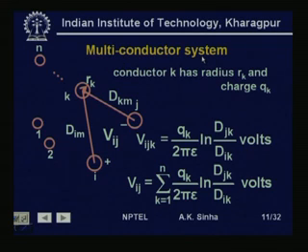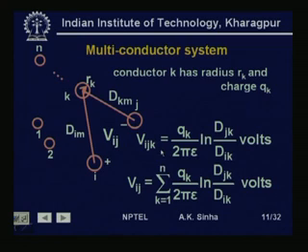Now, since we have found out the electric field strength and the voltage between any 2 points for any charged conductor, we can extend it to a multi-conductor system. Let us say that we have a system of n conductors with any conductor k having a radius r k and a charge q k per meter length of the conductor.